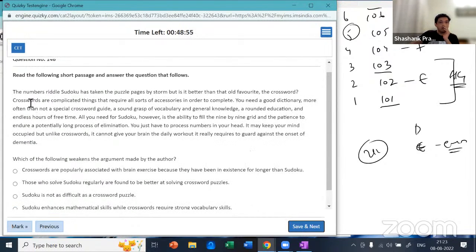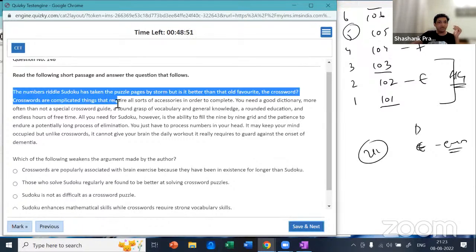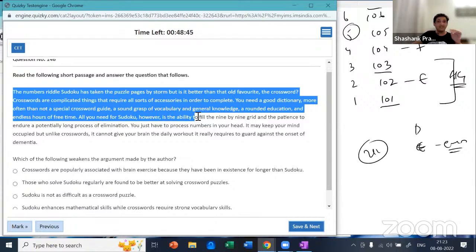Okay. Numbers reader Sudoku has been taken by storm. Old favorite, the crossword. Crosswords are complicated things. Accessories to complete: good dictionary, more often than not a crossword guide, vocabulary, general knowledge, education, free time.